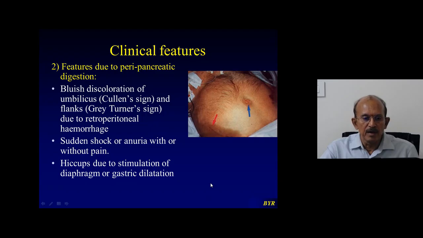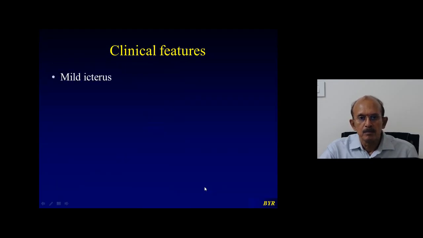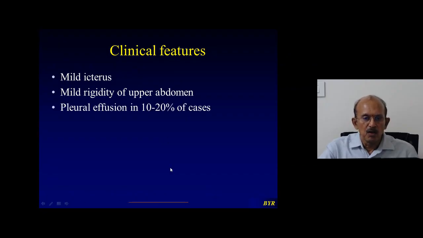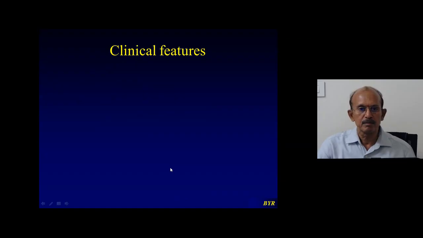Hiccups due to stimulation of the diaphragm or due to gastric dilatation. Abdominal distension due to ileus or rarely due to ascites. There may be mild icterus because of the edema of the head of the pancreas producing pressure over the common bile duct. There may be mild rigidity of the upper abdomen. Pleural effusion is there in 10 to 20% of the cases because of irritation of the pleura by the exudates of the pancreatitis.